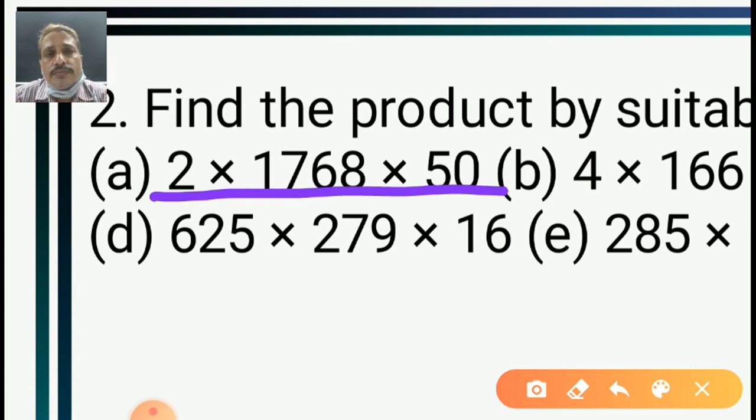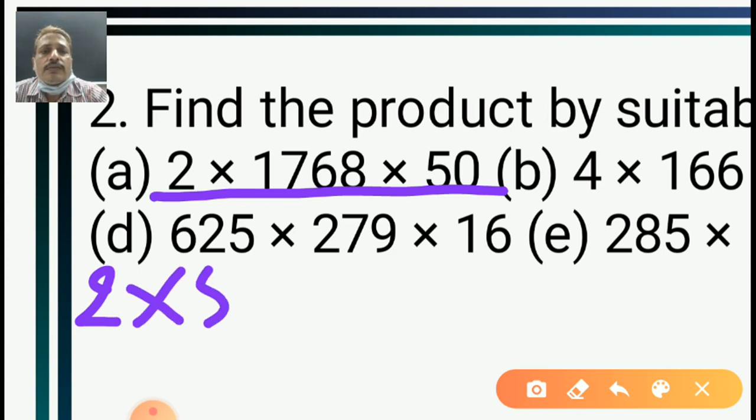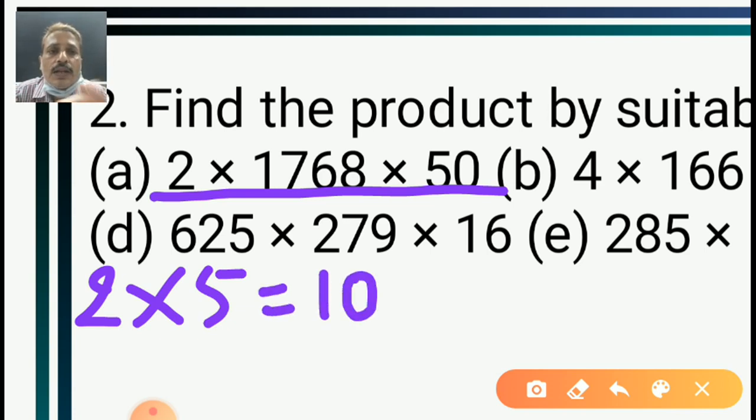What do we have to do? Very simple. Before starting these questions, let's revise some good things. Do you know what is the answer of this one? 2 into 5 or 5 into 2, vice versa. Good. 10. Will you tell me 2 into 50?